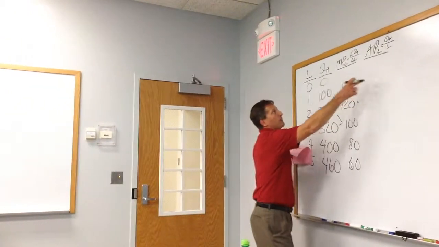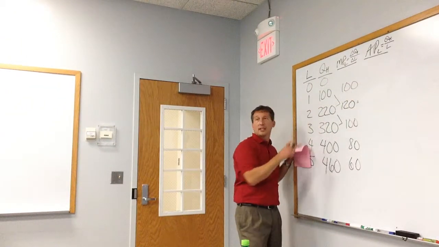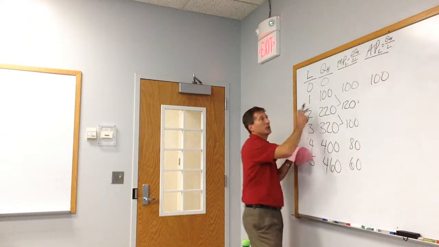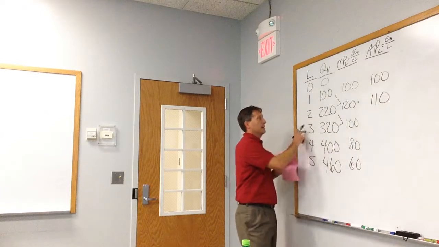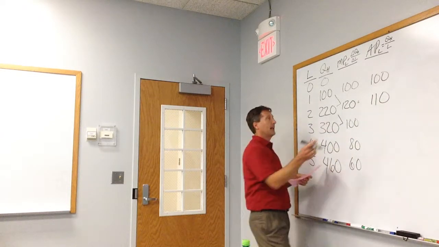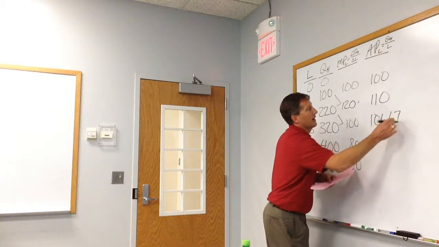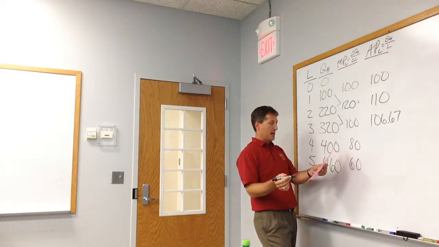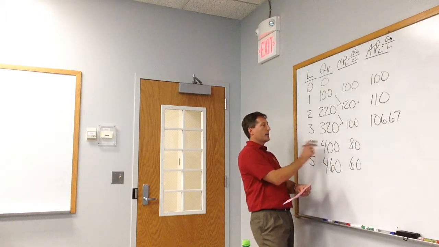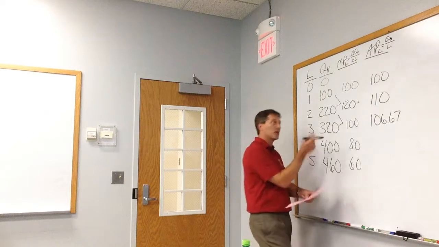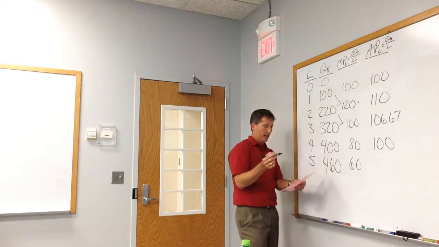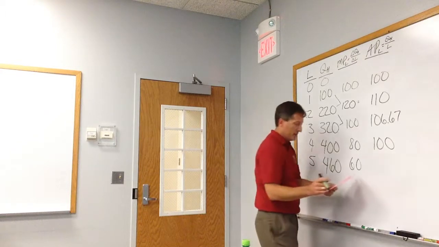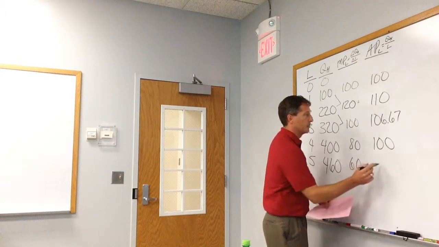So the average product of labor when I have one person is what? 100. So it is 100 there. Average product of 2, 110. Good. Next one ends up being 106.67. You need maybe a calculator to pull that one off if you're not a genius, which I'm not, so I would pull out the calculator. Here we've got 400 hamburgers with 4 workers, so on average each one's doing 100. And finally 460, we've got 5 workers. That ends up being 92.